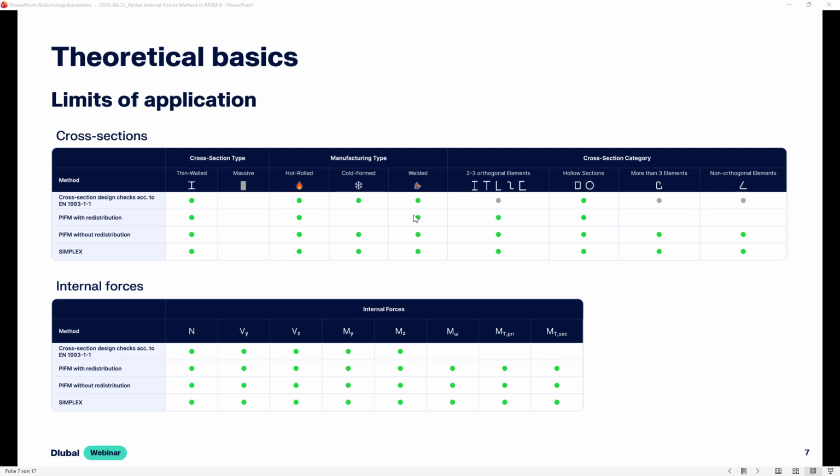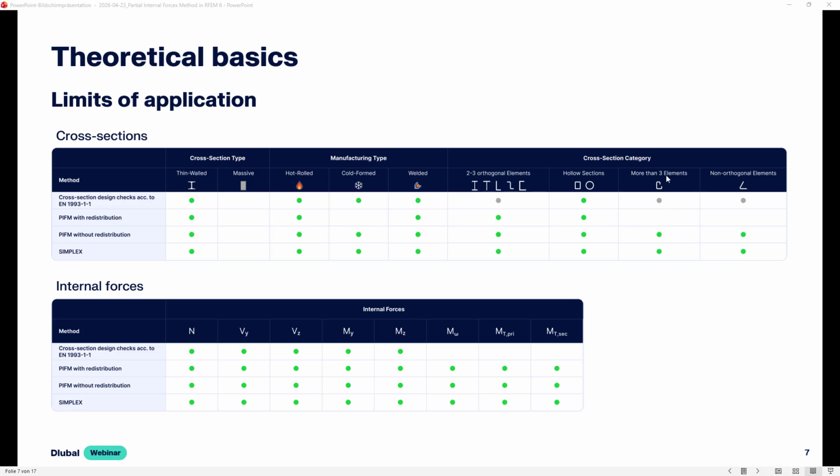For the PIFM, we can see, first of all, for the PIFM with redistribution, we have 2 conditions to be able to use this. The first condition is that we need a cross-section which consists of 2 or 3 orthogonal elements, like upper flange, web, lower flange, or also only 2 elements like upper flange and web. There's a special solution for hollow sections. So hollow sections can also be considered with the PIFM with redistribution.